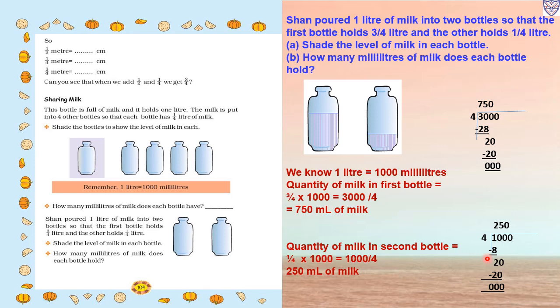So now we will take 0 down. So 4 5s are 20. And the other 0 we will carry down, so in the quotient we will write 0. So that is 250 milliliters of milk. 1/4 of 1000 is 250 milliliters of milk.